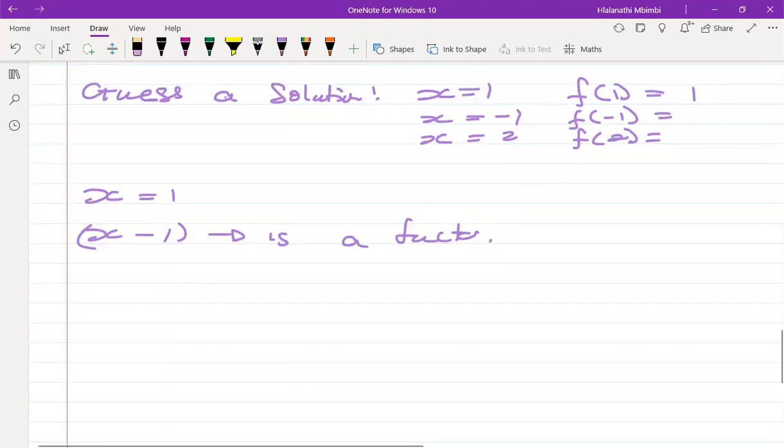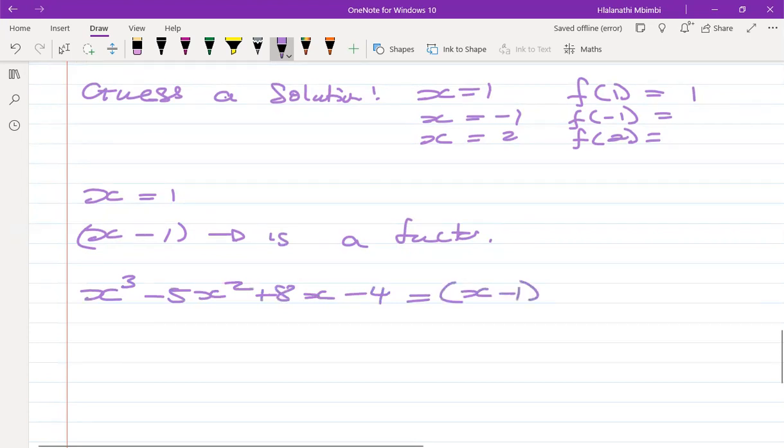maybe let me write it differently this time around. Let me say if x cubed minus 5x squared plus 8x minus 4 was to be factorized, we were going to be sure that we're going to have the x minus 1, and we're going to have this version, ax squared plus bx plus c. We were going to be sure of that.